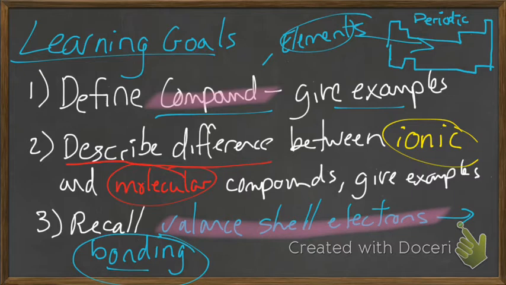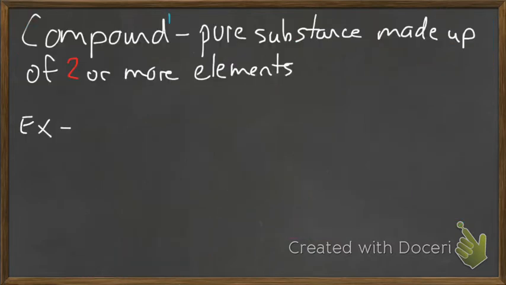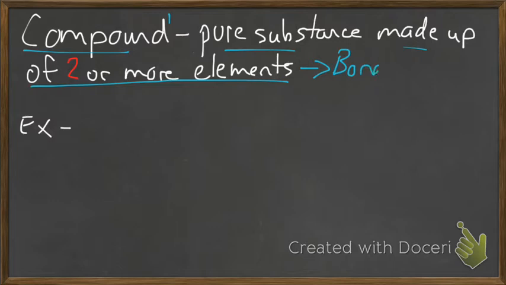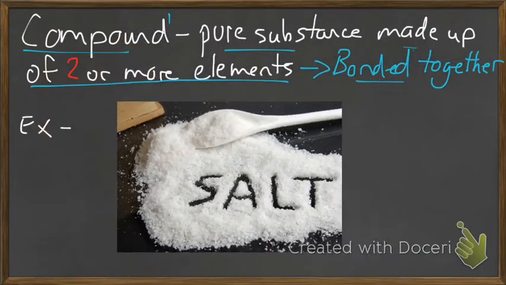Why is that important? Well, a compound is defined as a pure substance made up of two or more elements. These are bonded together. I don't like how any of that looks right there, so I'm going to write that again. Bonded together. All right, some examples. Very common example, one that I love using, is salt.